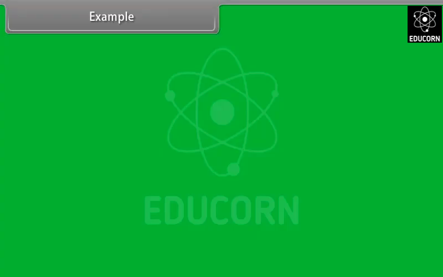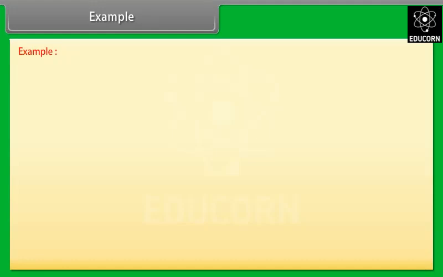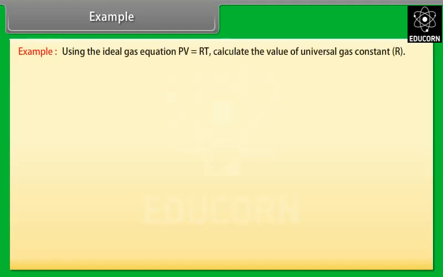Example. Let's take an example of kinetic theory of an ideal gas. Using the ideal gas equation, PV = RT, calculate the value of universal gas constant. Let's see the solution. We have V = 22,400 × 10^-6 m³, T = 273 Kelvin.